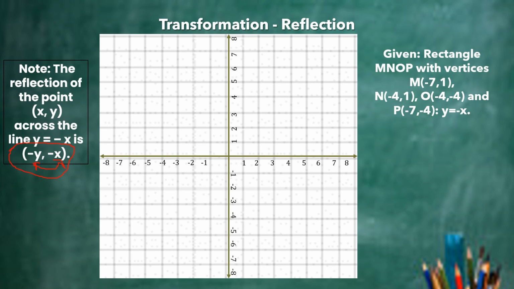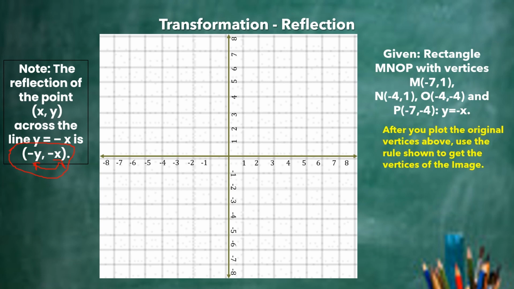So after you plot your original vertices above, we're going to use that rule to get the vertices of the image. But let's plot our pre-image. And then I'll show you how to get these coordinates for our image. Rectangle MNOP. First we have (-7, 1), (-4, 1), (-4, -4), (-7, -4), and we connect it and get our rectangle.